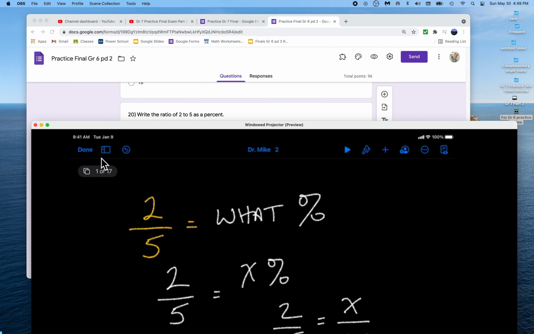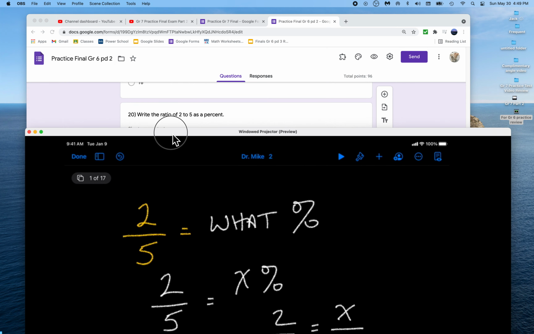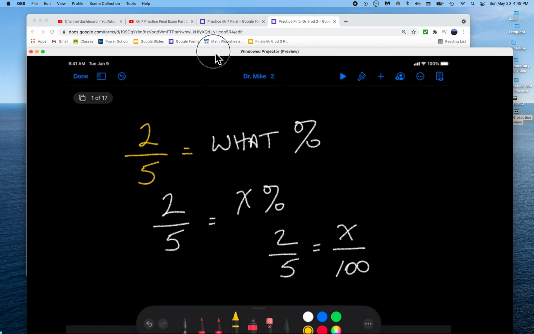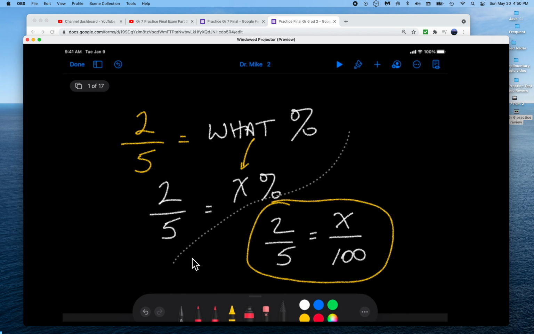Okay, so what did we do here? Write the ratio as a percent. 2 over 5 equals what percent? That's our unknown. We're trying to find it. That's why it's X. What do we do when we see a percent sign? We replace it with 100. So now, folks, we have this. Okay, so I'm going to erase everything else. Let's focus on that.